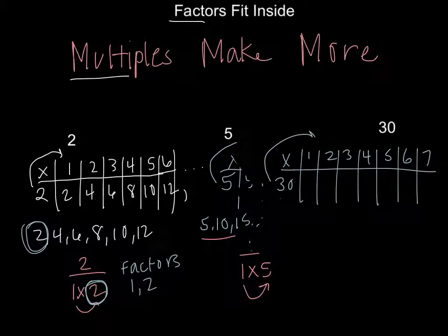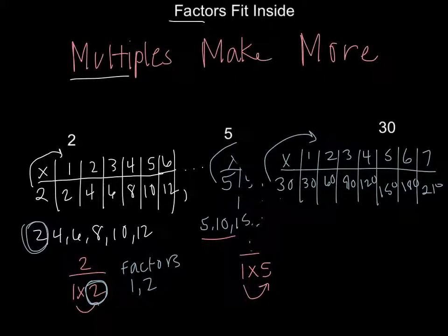So starting with 30 times 1 is 30. 30 times 2 is 60. 30 times 3 is 90. 30 times 4 is 120. 30 times 5 is 150. 30 times 6 is 180. 30 times 7 would be 210. And, of course, I could keep multiplying and multiplying by larger and larger numbers.